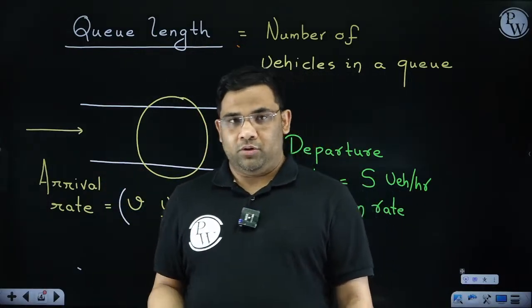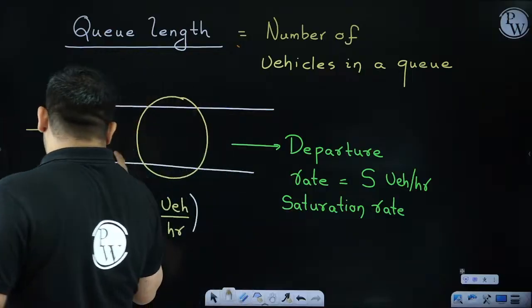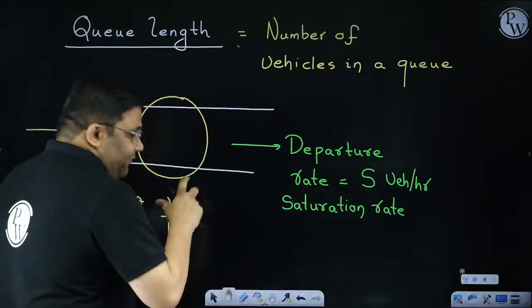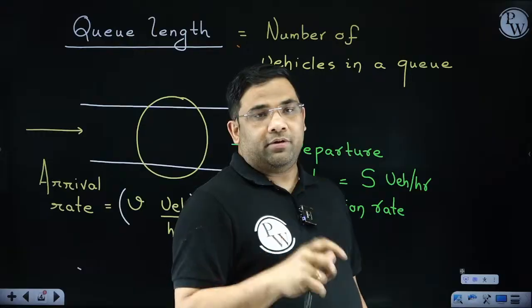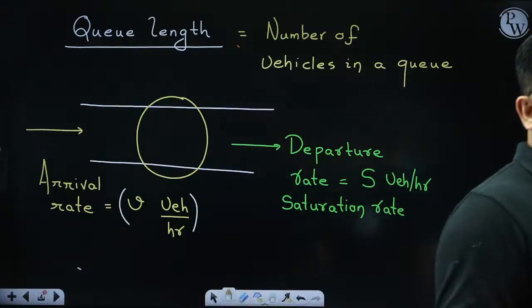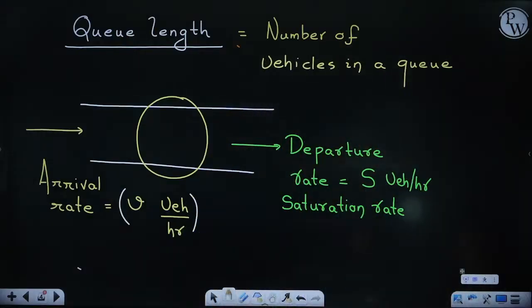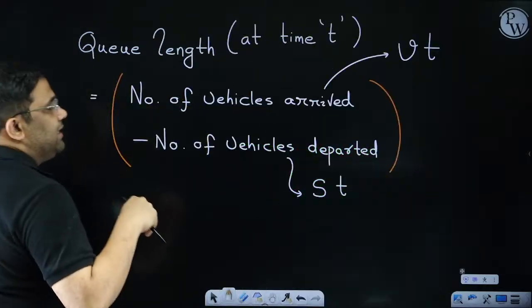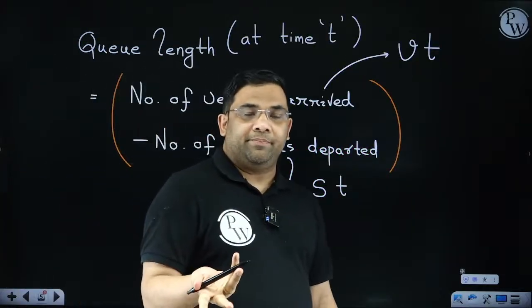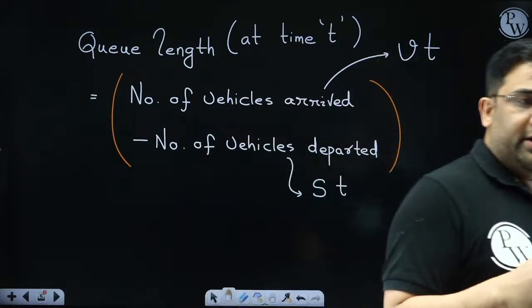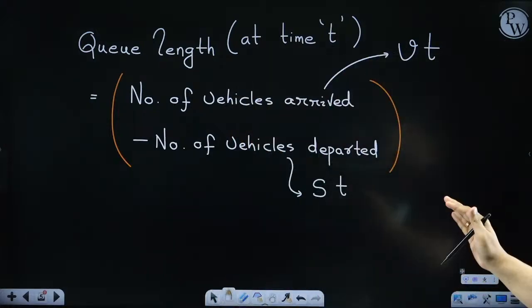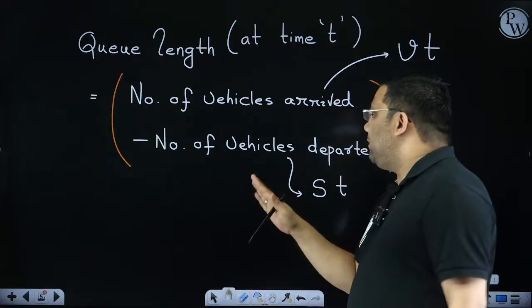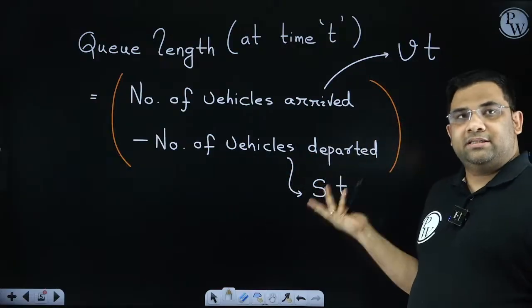So again I will revise that this is the arrival rate, V vehicles per hour, and this is the departure rate, S vehicles per hour. So queue length is what? The number of vehicles in a queue. And how do we find the number of vehicles in a queue? It's the number of vehicles arrived minus the number of vehicles departed. V into T is the number of vehicles arrived, and S into T is the number of vehicles departed.